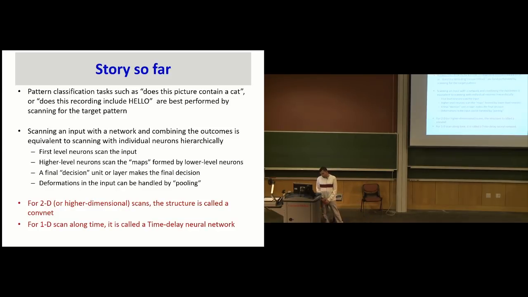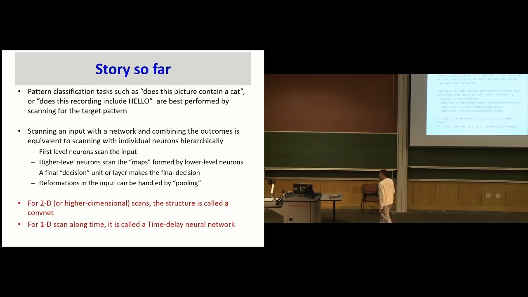So the story so far, we've seen that pattern classification tasks such as, does this picture contain a cat? Or does this recording contain the word hello? Are best performed by scanning for the target pattern. And scanning an input with a network and combining the outcomes is equivalent to scanning with individual neurons hierarchically. The first level neurons would scan the input. Higher level neurons scan the maps formed by the lower level neurons. Then you can have a final decision unit or layer to take the final decision.